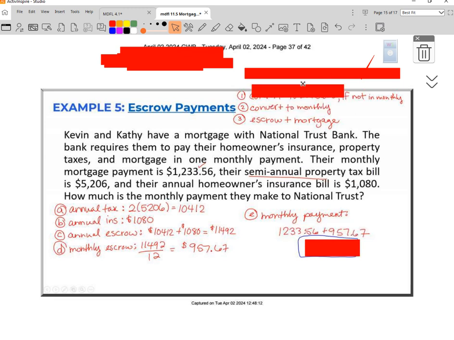And so, that monthly payment, even though their mortgage payment is only $1,233.56, they actually have to pay to live in their house every month $2,191.23. So that's something to think about when you're starting to buy a house. The loan payment is only $1,233. That sounds pretty good, but that is not all the costs associated with buying a home and living in that home each month.